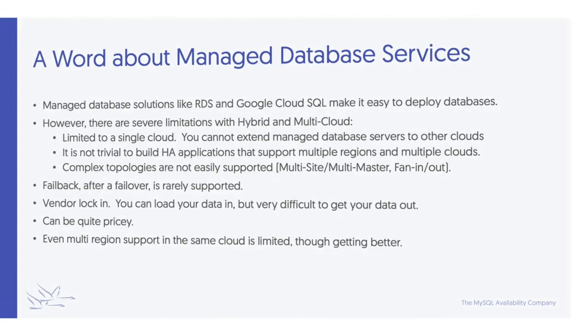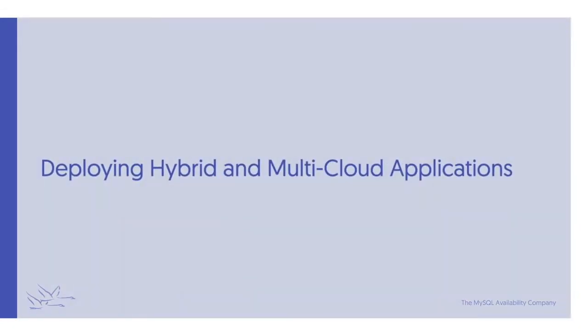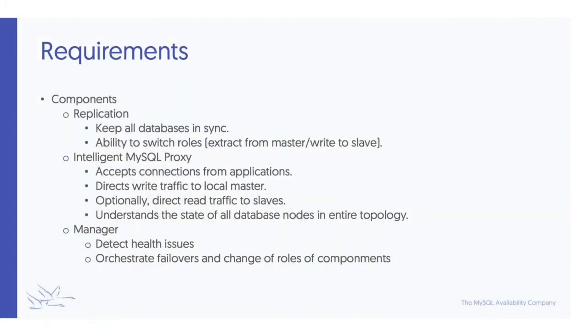So then, how do we deploy hybrid and multi-cloud applications? Well, we need a few pieces to make this happen. We need the following components. We need replication, right? We have to be able to replicate our databases and keep them in sync between the various clouds and on-prem. Without that, well, we can really only deploy a single database.